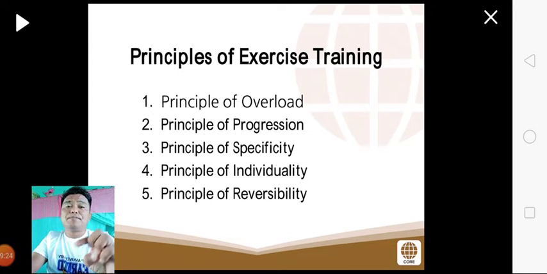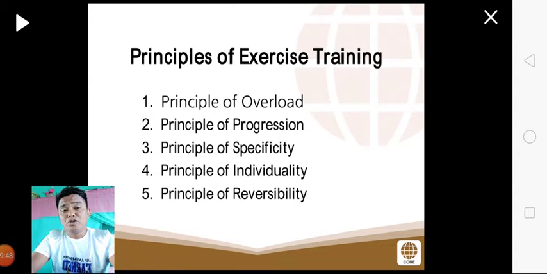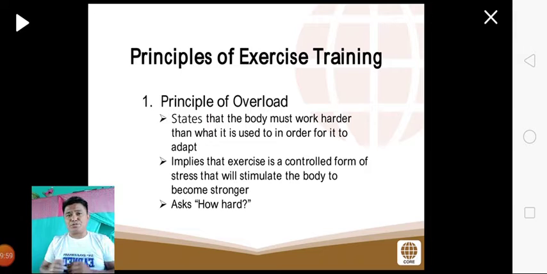Number 1, principle of overload. Number 2, principle of progression. Number 3, principle of specificity. Number 4, principle of individuality. Number 5, principle of reversibility. Those are the 5 principles of exercise training. Number 1, principle of overload.